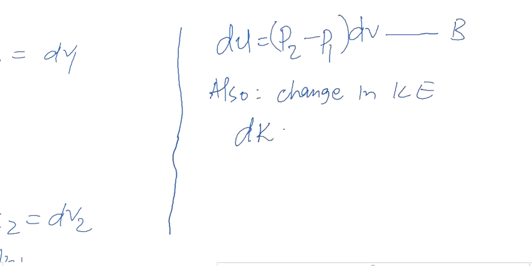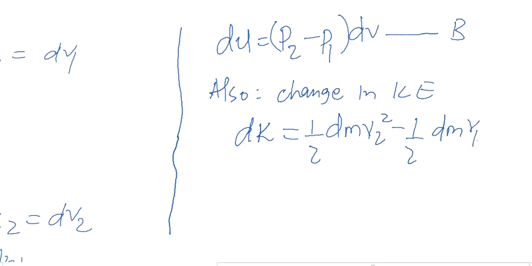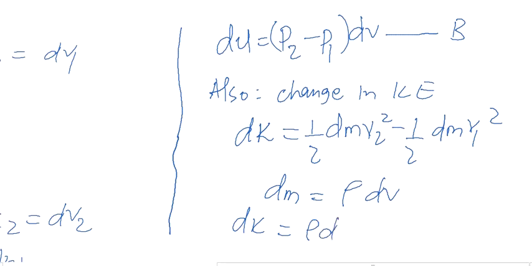The kinetic energy change dK is equal to a half dm V2 squared minus a half dm V1 squared. Since dm is equal to density times volume, dK is equal to rho dV over 2 times (V2 squared minus V1 squared). This is equation C.